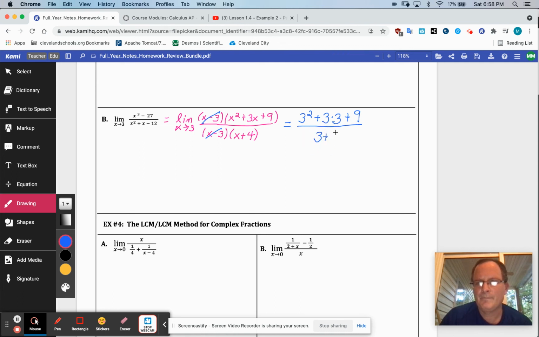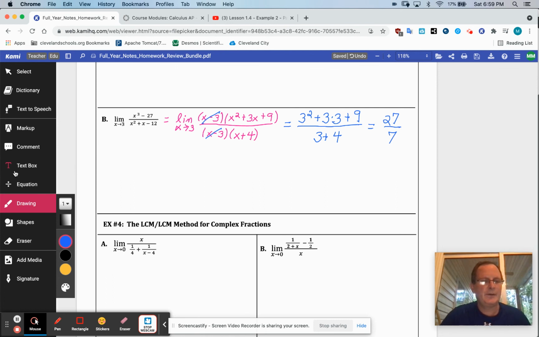So my numerator is 3 9s, and my denominator is 7. That's fine. As an answer, that's perfectly fine. If you're trying to graph something, you'd want to know a little bit more, but that's okay. So that means there's a hole in the graph of that function right there, at 3 comma 27 over 7. It doesn't ask that, but good to know.